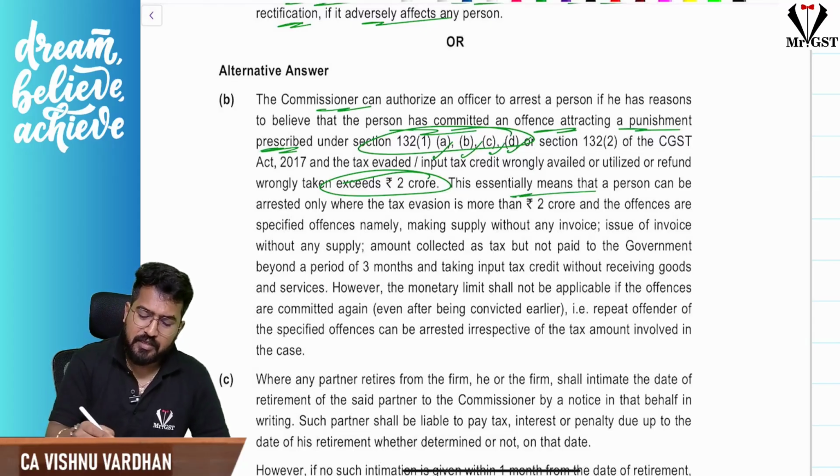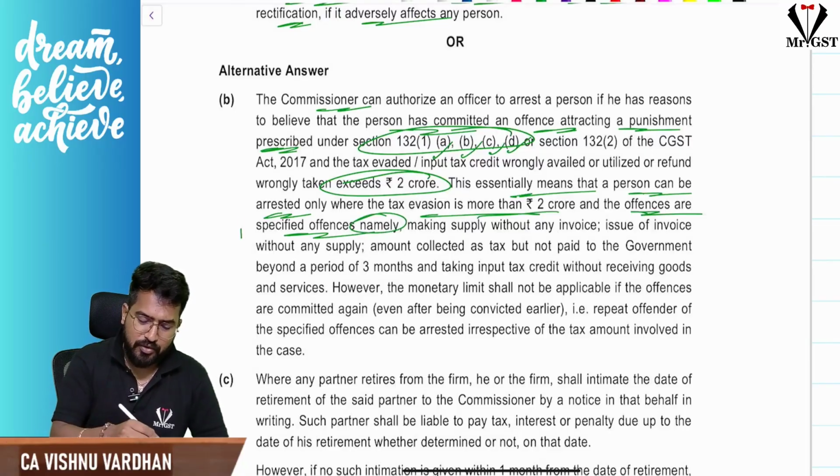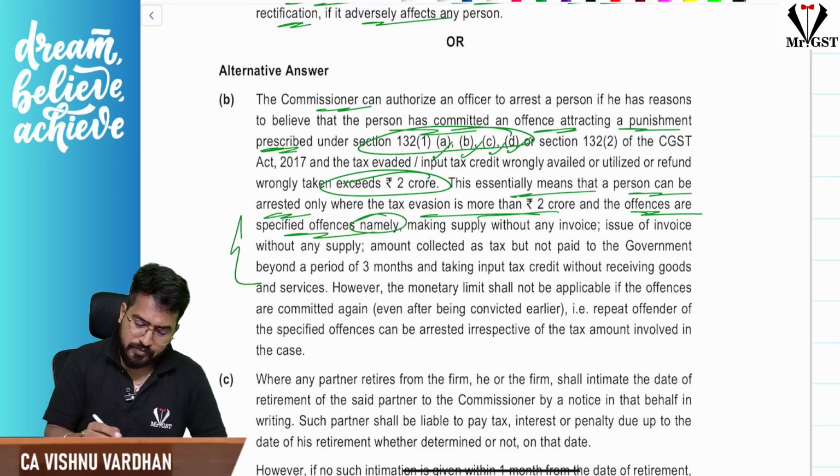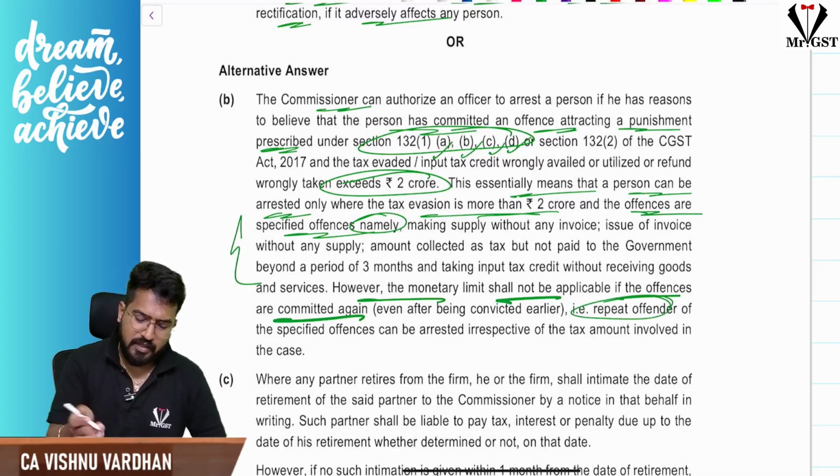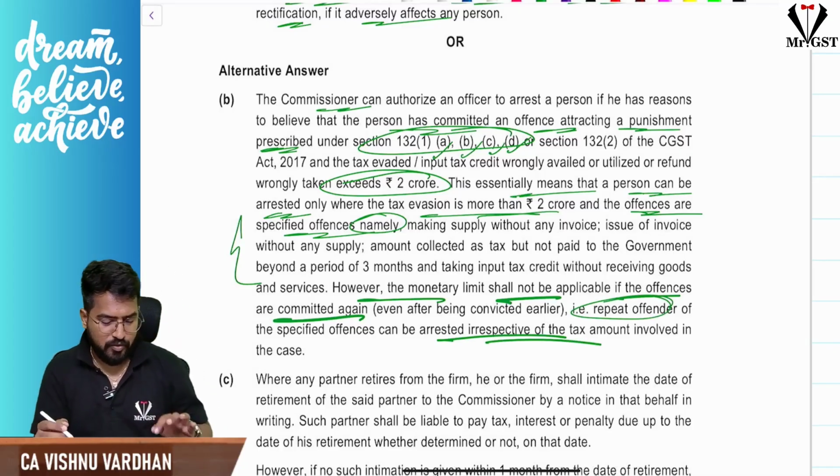This means a person can be arrested only when the tax evasion is more than 2 crores and the offences are specified, namely, as I already told you, those 4 cases. However, the monetary limit shall not be applicable if the offences are committed again. So, for a repeat offender, arrest can be irrespective of the tax amount.